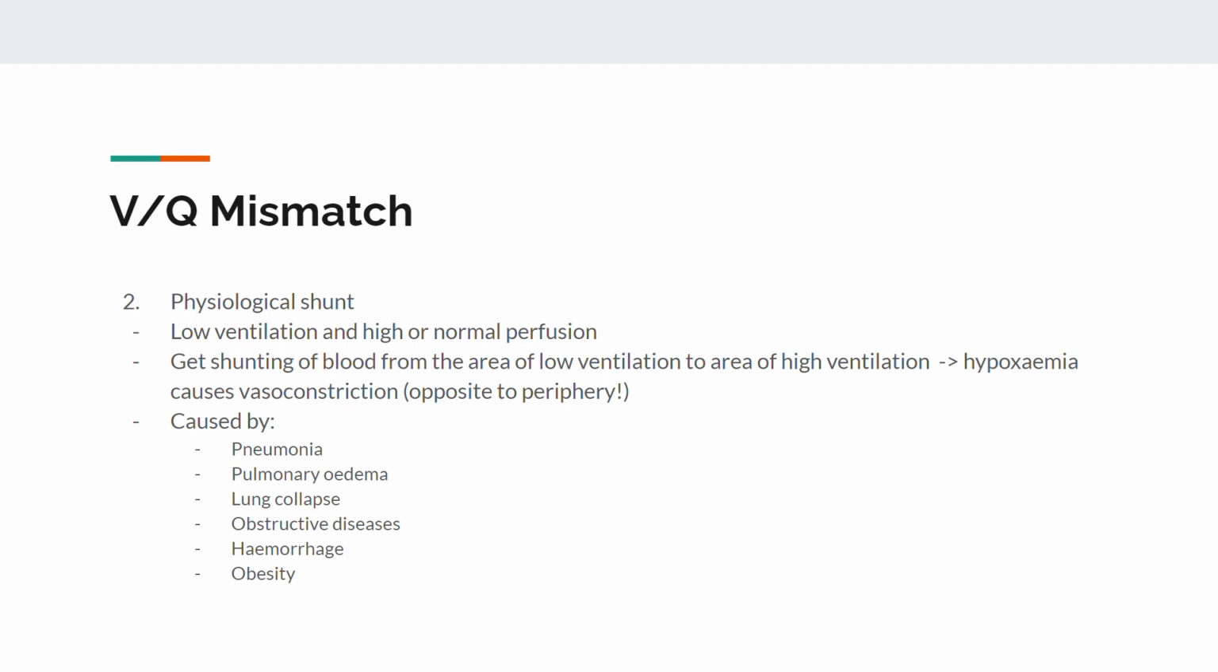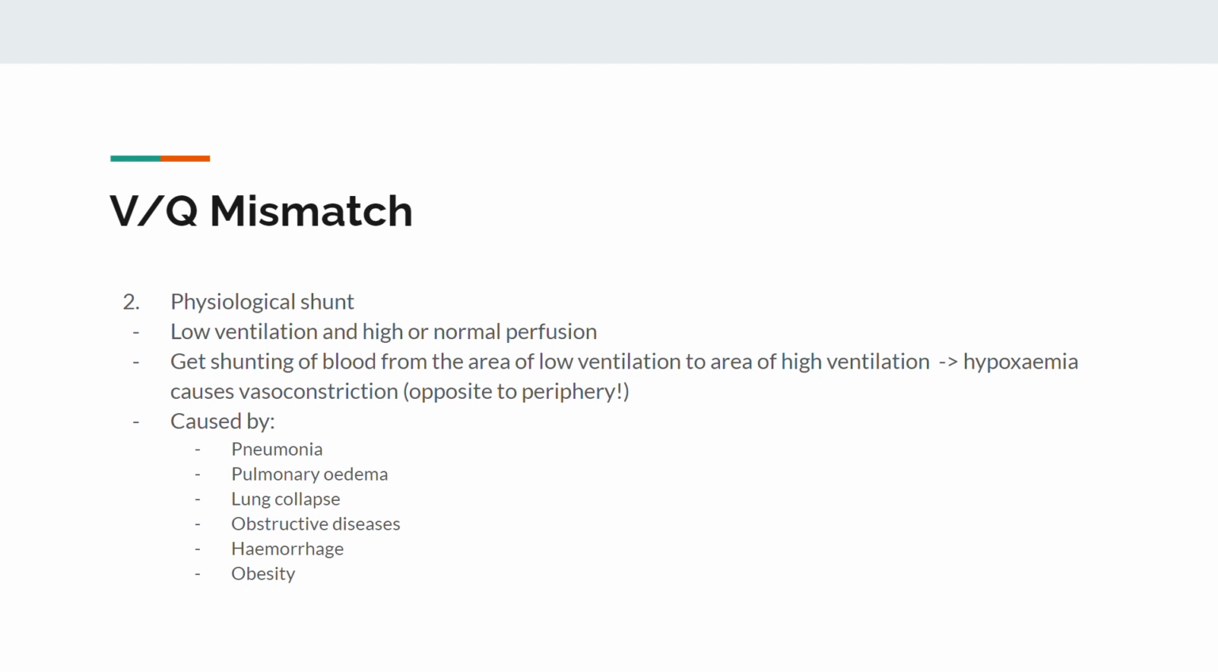The second type of VQ mismatch is a physiological shunt. This is where you have low ventilation and high or normal perfusion. Here you get shunting of the blood from an area of low ventilation to an area of high ventilation. Essentially, the key factor here is hypoxemia. It causes vasoconstriction. What's really interesting is this is actually the opposite to what happens in the periphery, where hypoxemia will cause vasodilation. In the lung, it causes vasoconstriction because we want to maximize the amount of oxygenated hemoglobin.